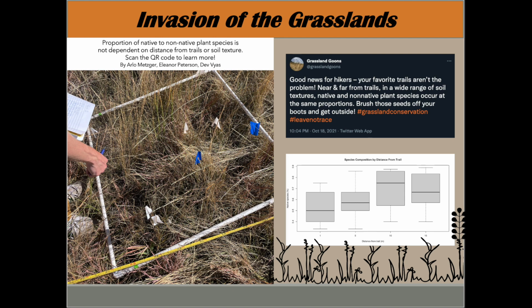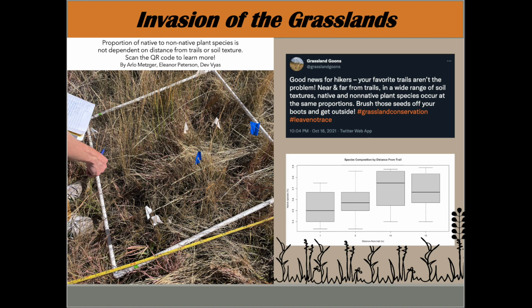So we also expected to see more non-native species near the trail and then more native species away from the trail. What we found, however, was that the proportion of native to non-native species was roughly the same at all distances. So whether you're next to the trail or a dozen meters out, both native and non-native species are well adapted to a wide range of soil textures.